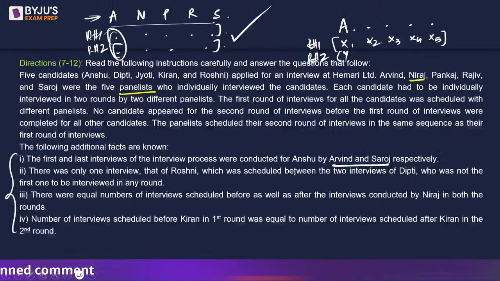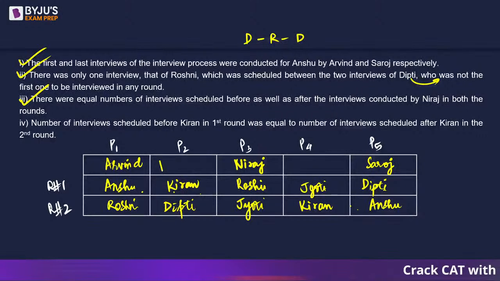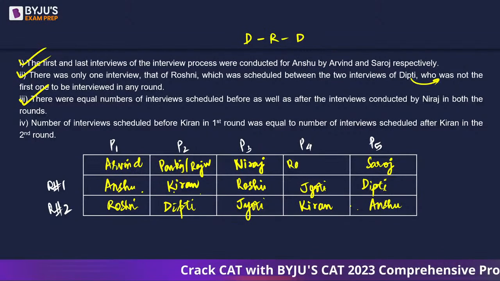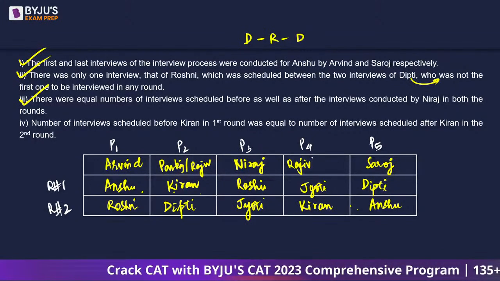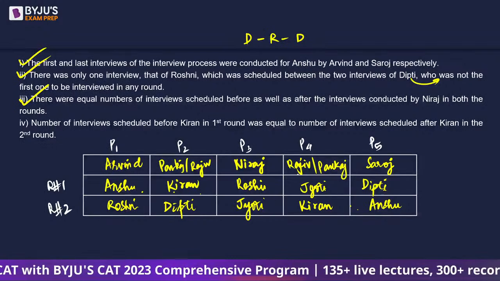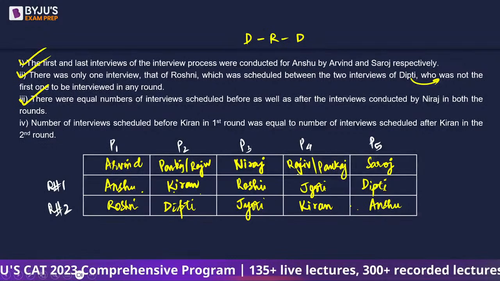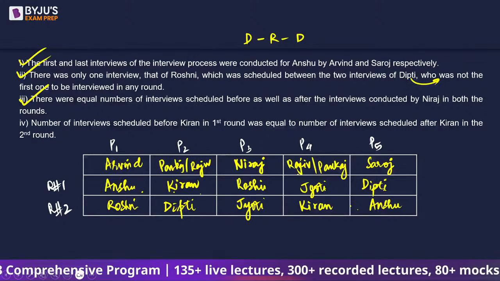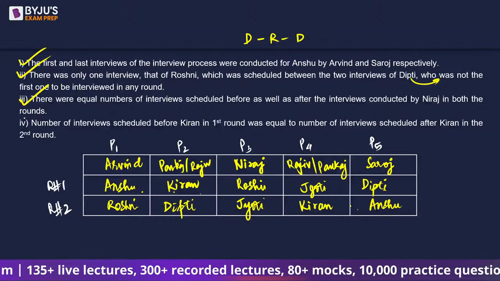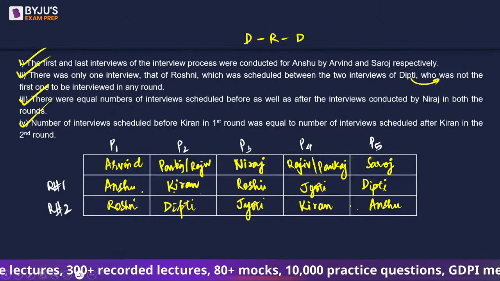Next, there are 2 panelists. Arvind, Neeraj and Saroj are already taken. So Pankaj and Rajiv are left. We don't know who is the second panelist, whether it is Pankaj or Rajiv, or whether the 4th panelist is Rajiv or Pankaj. So this is something we are not sure about. बाकी सारी चीजें हमें fix है. We know that. So once a particular matrix, grid, table, whatever you would like to call it, that is done, you can move ahead with the questions.